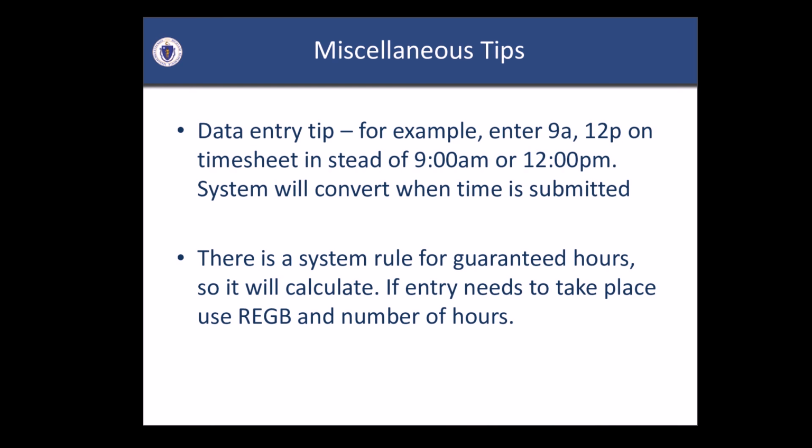And the other thing is there is a system rule for guaranteed hours. So if someone is set up in the correct schedule and they always get a guaranteed hour, you shouldn't need to enter it. But if you do, the TRC code for that is called Reg B. So you would enter Reg B on the timesheet under TRC and then put in the number of hours. So 1 hour per day or 5 hours over the course of the week.